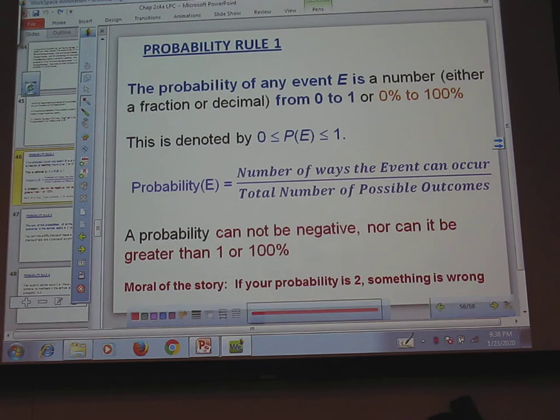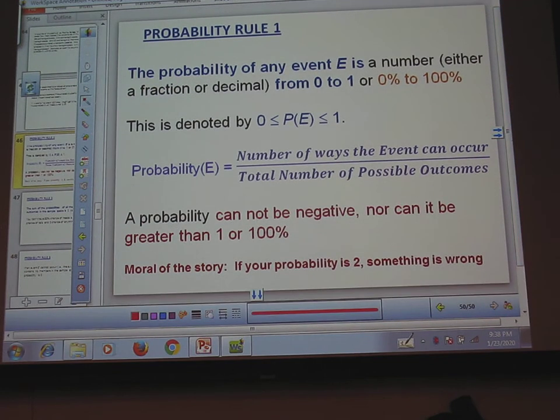Some quick rules of probabilities. We're going to go the whole time today. My other two classes, like I said, we got out 2 minutes late. So we will probably get out on time, but not early. So we're just going to go through this.